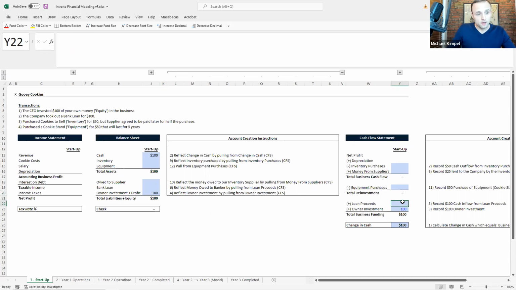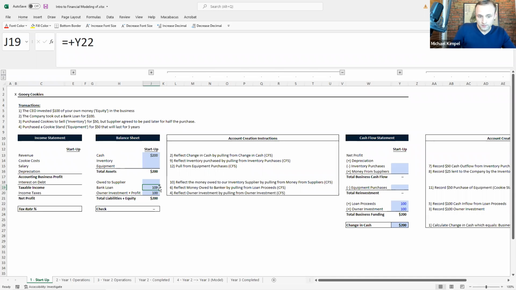Next, we took on a loan for the business. So that loan gave the business money. So that's going to be money in the door. So we're going to put in $100. And again, you can see the balance sheet's out of balance. We acquired another $100 of cash, and we need to reflect the offset to that. So what we're going to do is pull in the bank loan to our balance sheet to reflect the fact that the way we acquired that $100 of cash was by borrowing. We now owe someone that money in the future.